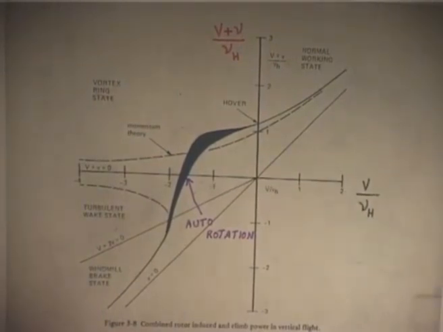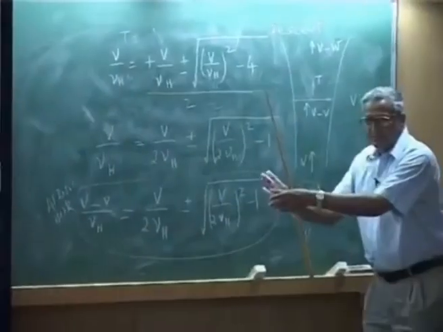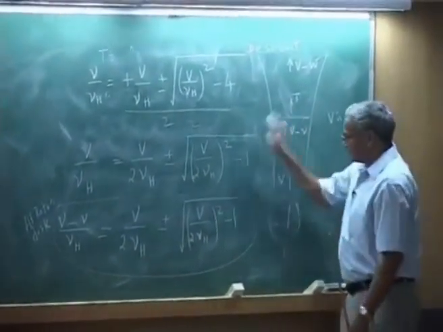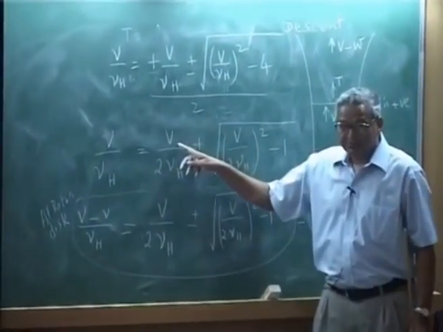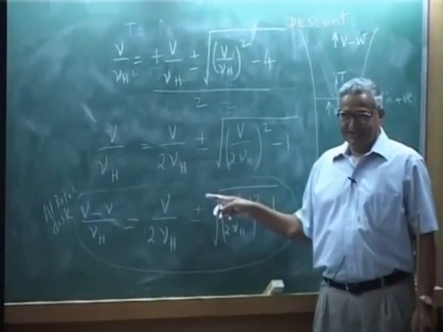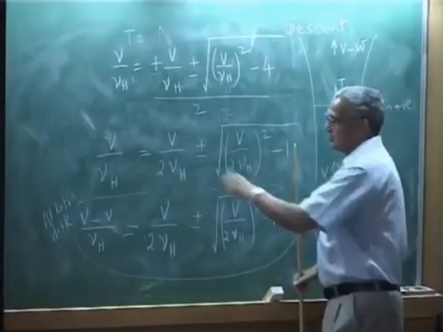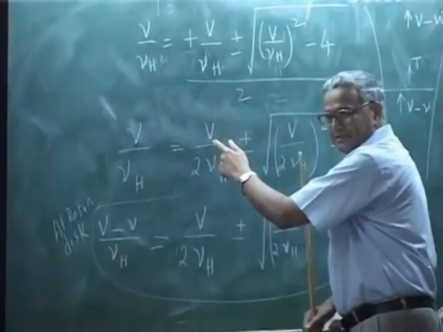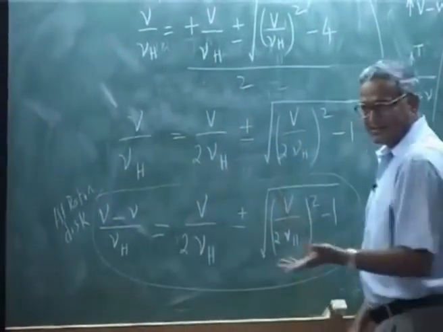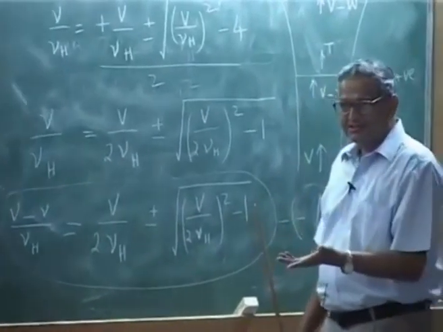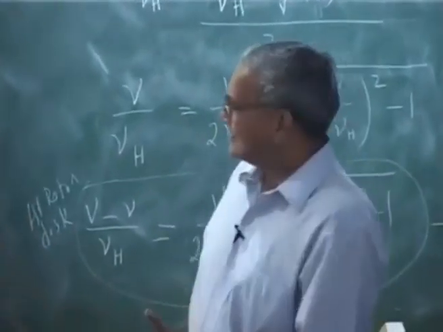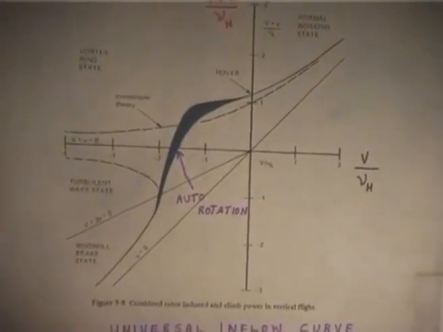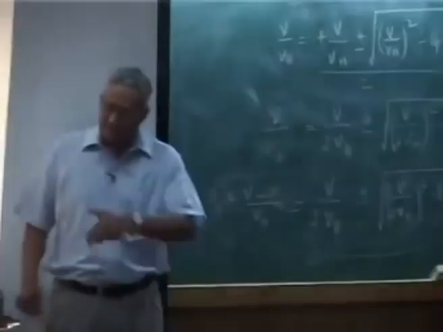So, to plot the descent curve, I must take this expression and substitute V positive values here. You understand? Instead of that, if I put minus V, that is actually descending. So you will get the curve. I will draw this curve next class using these equations, maybe using the same equation and then show you.